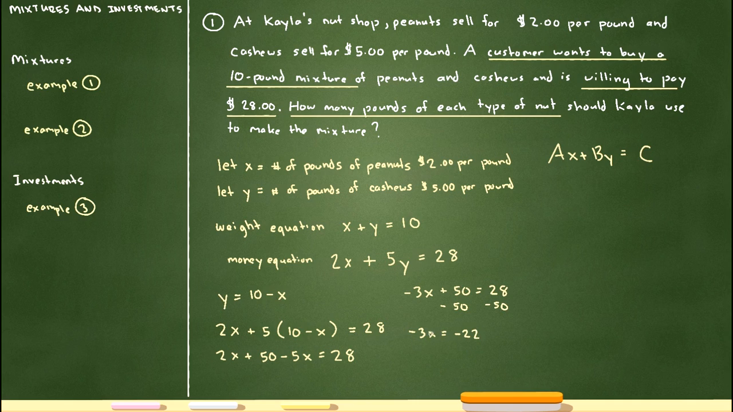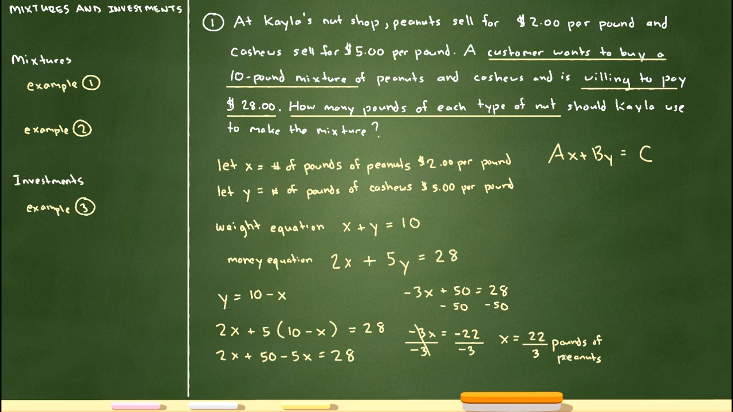And lastly, we're trying to solve for x here, and this negative 3 is a problem. So we're going to go ahead and divide both sides by negative 3. And we get x is equal to 22 over 3. And so it's 7 1/3 essentially, but this is an exact answer. So 22 over 3 pounds of peanuts.